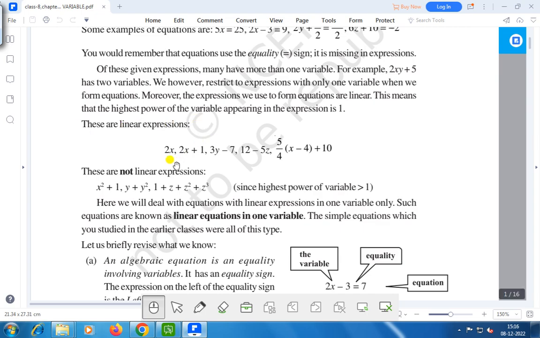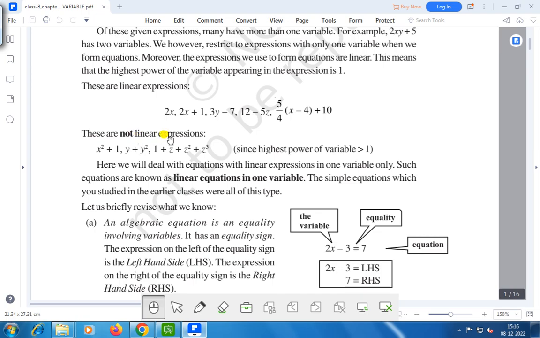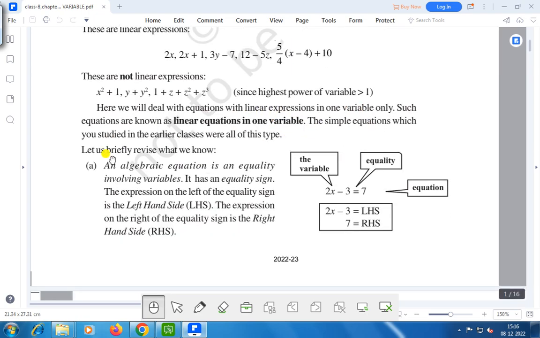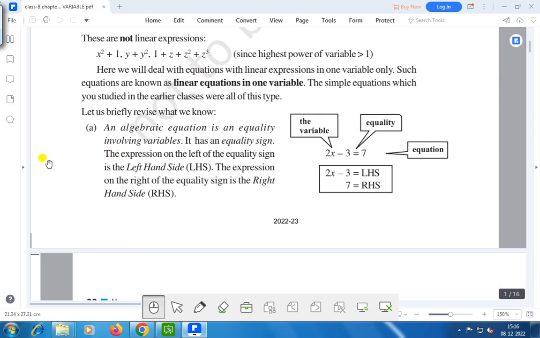These are linear expressions: 2x, 2x plus 1, 3y minus 7, 12 minus 5z, 5 by 4 x minus 4 plus 10. These are not linear expressions: x square plus 1, y plus y square, 1 plus z square plus z cube, since highest power of variable is greater than 1. Here we will deal with equations with linear expressions in one variable only. Such equations are known as linear equations in one variable. The simple equations which you studied in earlier classes were all of this type.